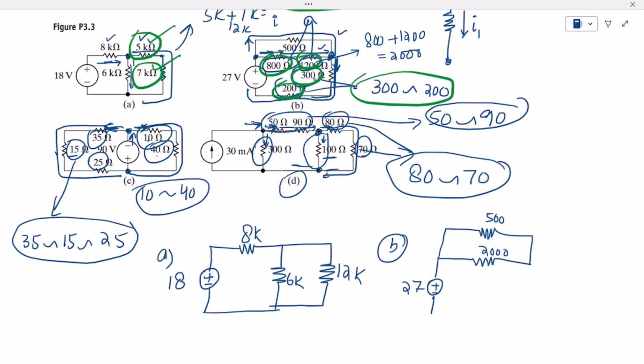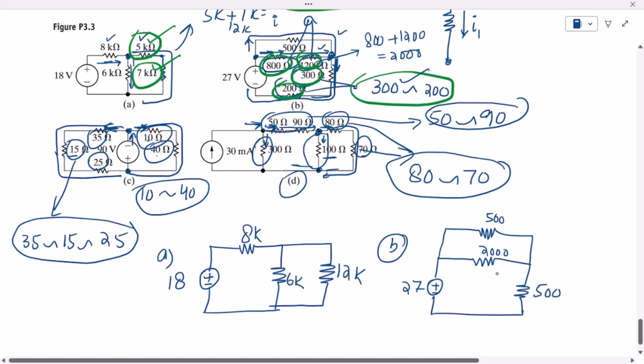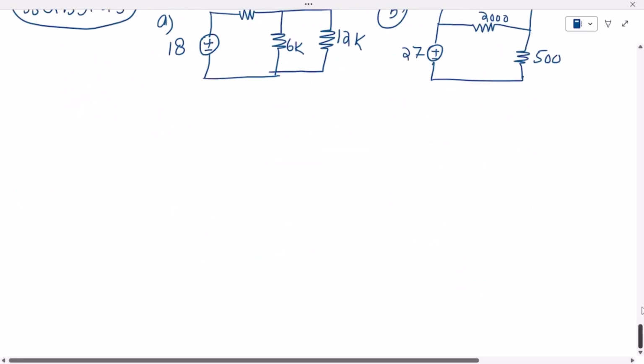The other two resistors which are in series with each other are 300 and 200. So 300 plus 200 is 500. So it is here, this 500 ohm, and this is now the equivalent circuit for this one. Okay, so this is the equivalent circuit. Let me move down somehow for the other two resistors.